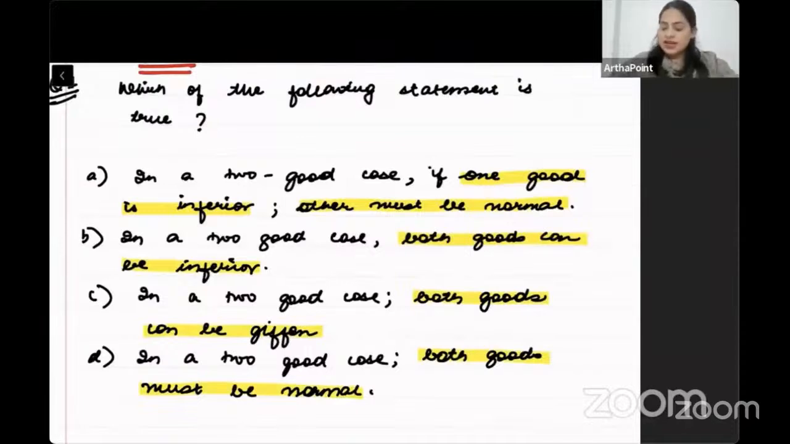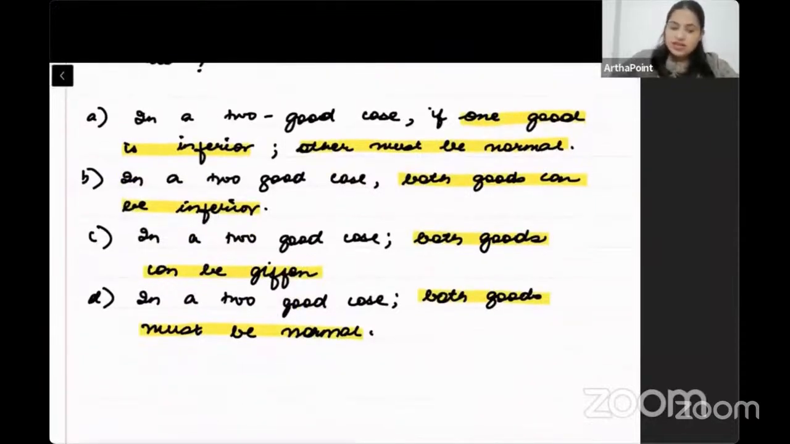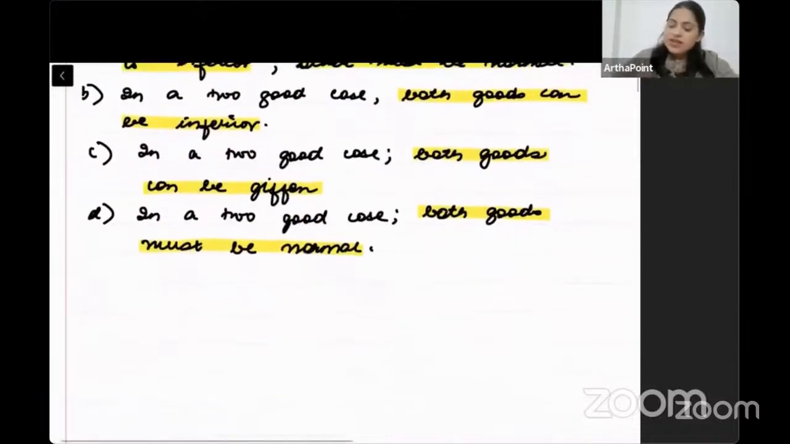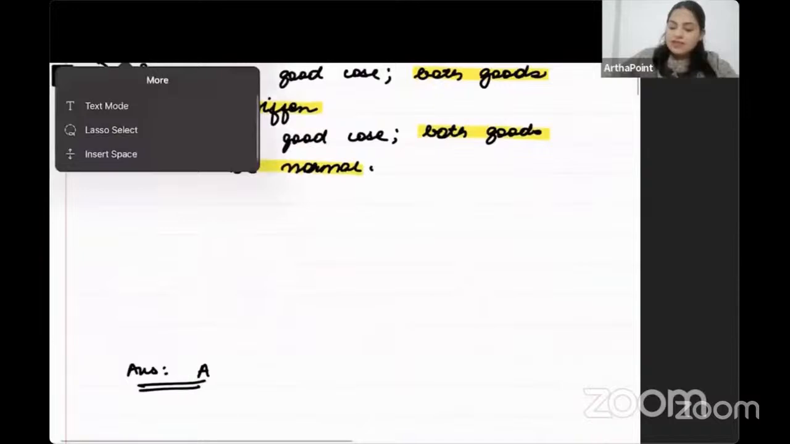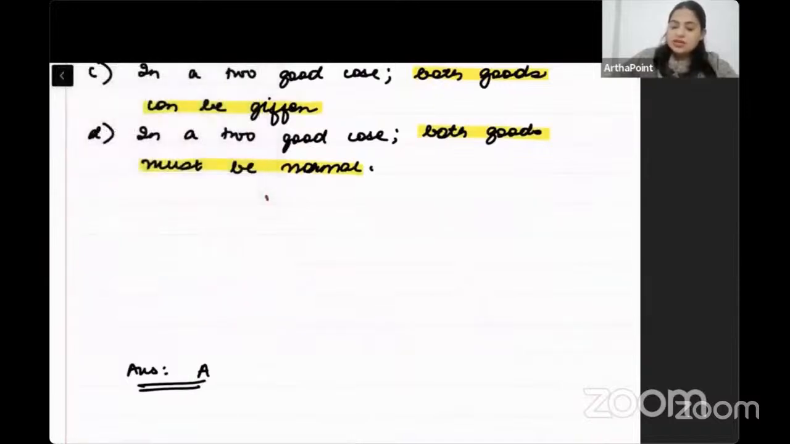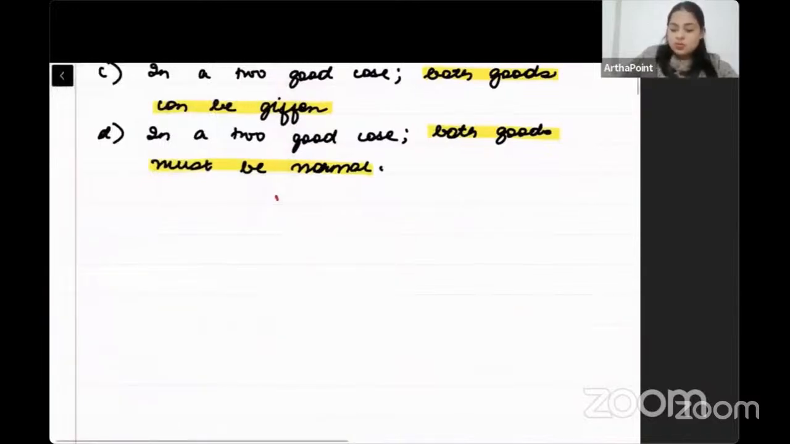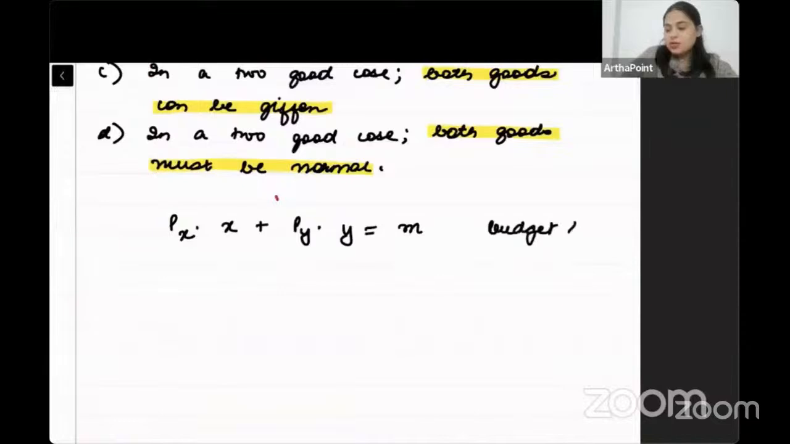Excellent. So all of you are saying that the correct answer to this question should be A. It is absolutely correct that the answer should be A. Why? Let's see. We have discussed this, so let's say that we have two goods. So my income will be Px into X plus Py into Y is equal to M. This is my budget line.